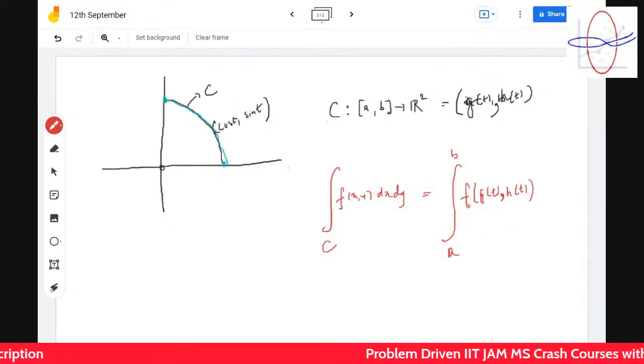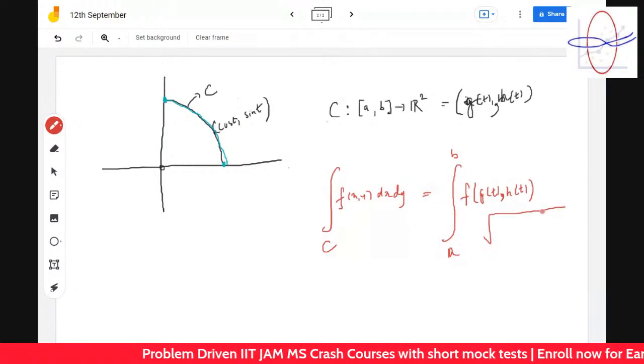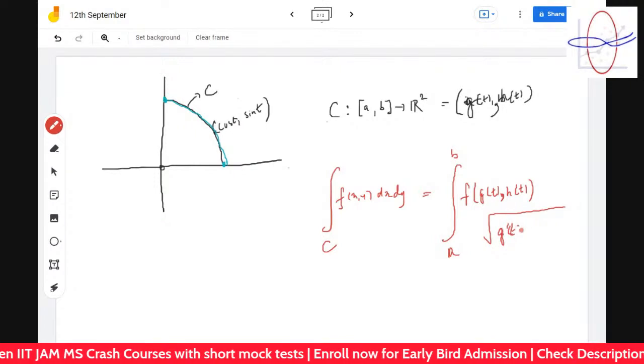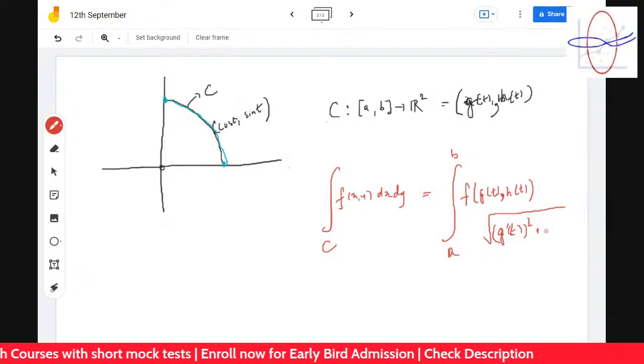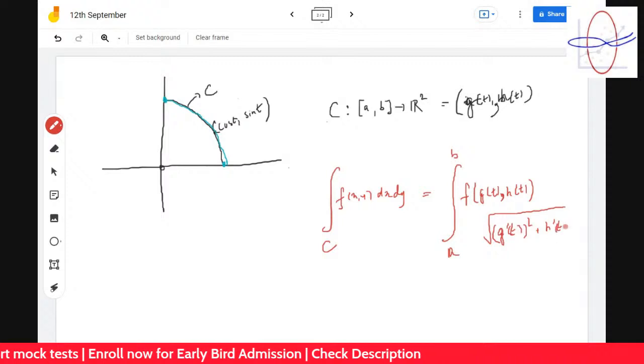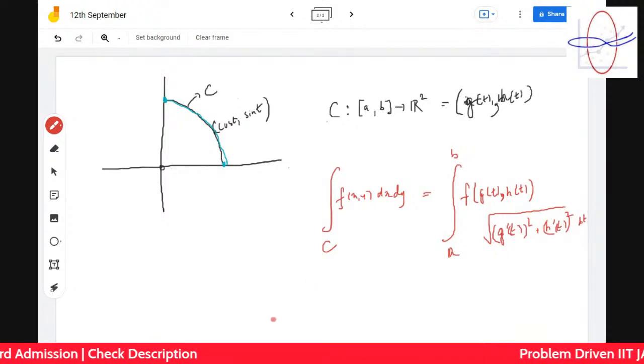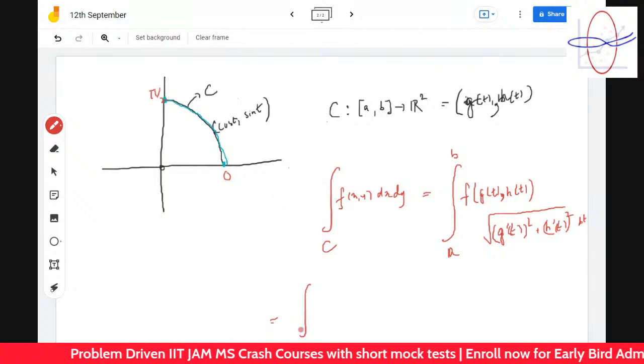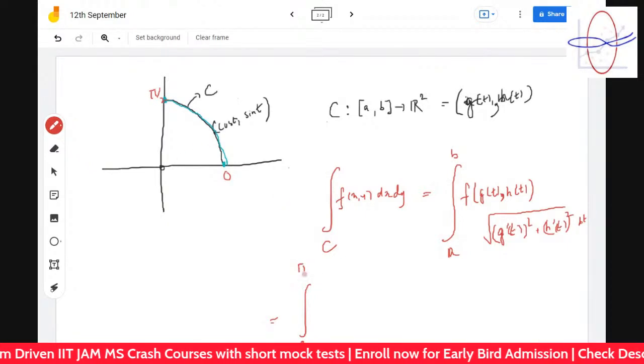It comes out to be the integral of the square root of g dash t whole square plus h dash t whole square, dt. So here the integral goes from 0 to pi by 2, since t goes from 0 to pi by 2.